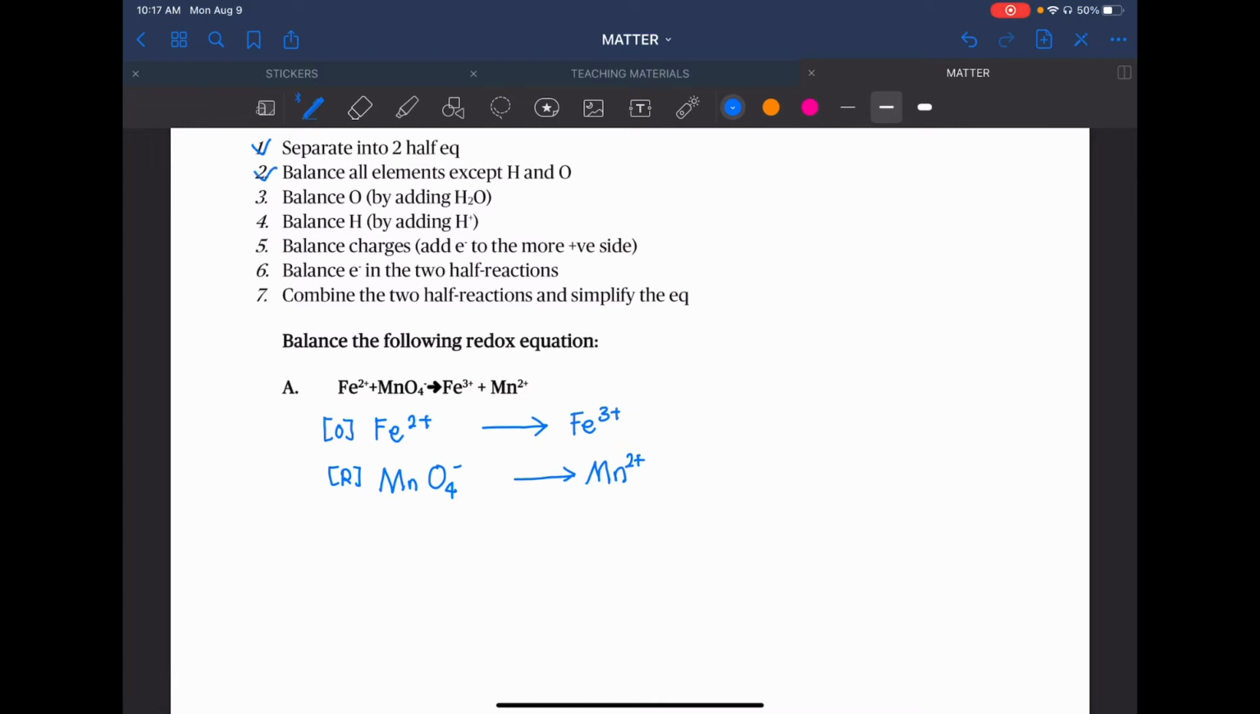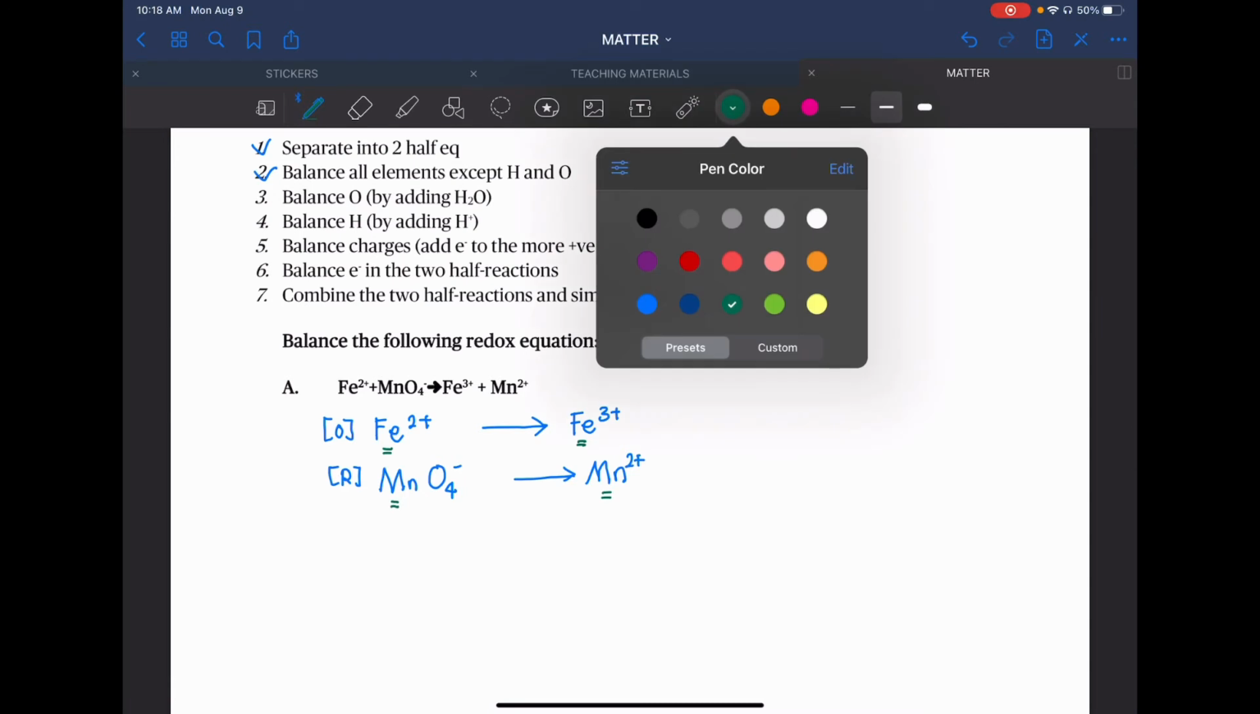Now, step kedua. Balance all element except H and O. Balance all elements. So I will use different pen lah. Okay, now we have one iron. Settle. Don't look at the charge. Jangan tengok charge. Tengok element. Okay, now the next equation, Mn. Settle. Okay, so settle the second part.